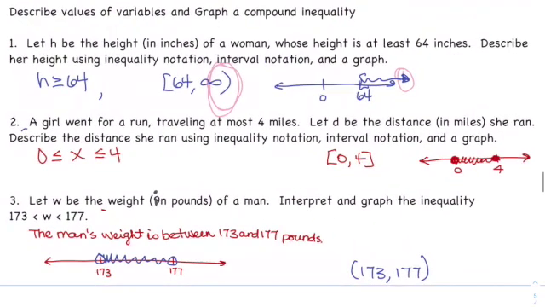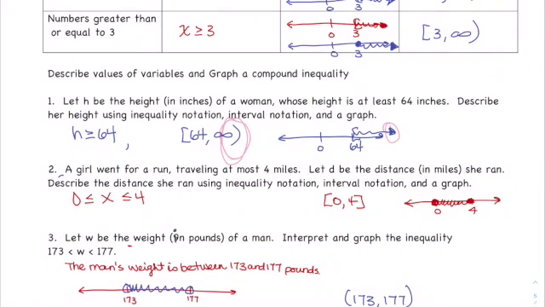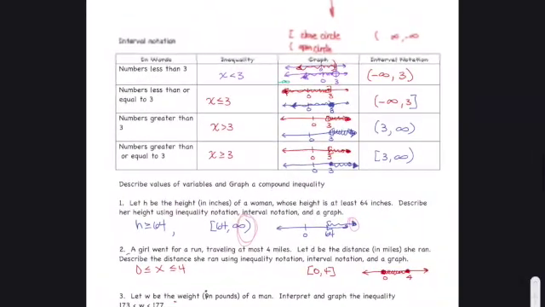All right, for the third little question, we have let W be the weight in pounds, that should be IN, of a man. Interpret and graph the inequality 173 less than W less than 177. That means the man's weight is between 173 and 177 pounds. Notice there's no inclusive. Here's my graph: open circle on both sides, or you can use parentheses on both sides. And right here is interval notation, just in case I ask you. And that concludes the notes for 1.1. Thank you so much for watching.